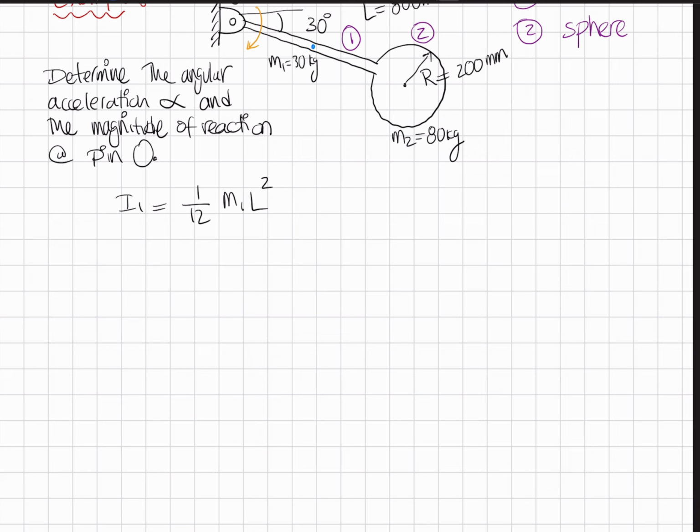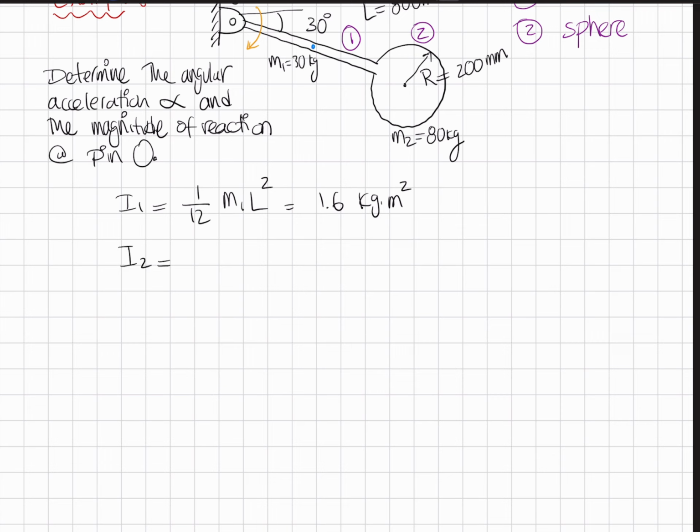And this is a very standard mass moment of inertia equation for a slender rod. It's looking at the rotation about the centroid of this body, and you could look this up in any textbook or any online source. We already have L, we already have m1. We plug these in and we get 1.6 kilogram meter squared. So that's I1.